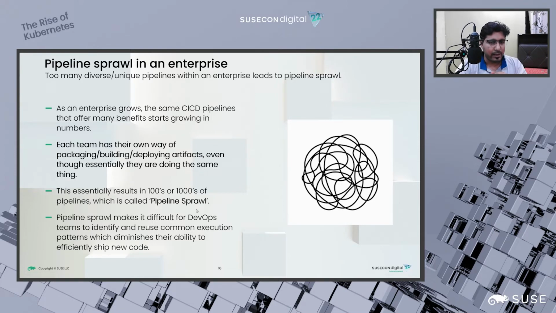So as an enterprise grows, the same CI/CD pipelines that offer many benefits start growing in numbers. And each team has their own way of packaging, building, and deploying artifacts. Even though essentially all of them are doing the same, they are just taking the code and deploying it onto a container platform or to a Kubernetes or cloud native platform, there is a lot of duplication of effort, and this is something we call pipeline sprawl, which results in hundreds of thousands of pipelines. So it makes it very difficult for DevOps teams to identify and reuse common execution patterns, and this diminishes the ability to effectively ship new code.